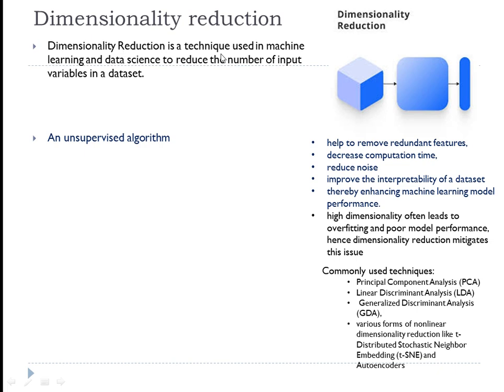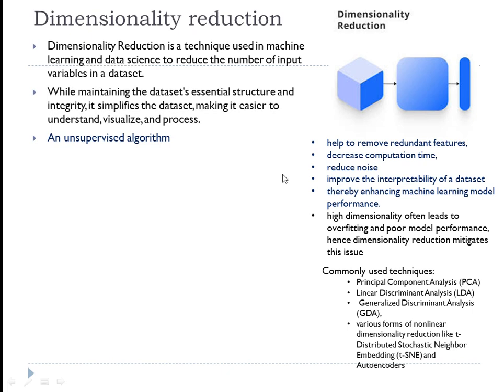So what is dimensionality reduction? It's a technique used very commonly in machine learning and data science to reduce the number of input variables in a data set. But very important, when you are doing dimensionality reduction, you should not lose the integrity and essential structure of your data set. You should not lose important information about your structure. Therefore, you have to be very careful about that. And the advantage of dimensionality reduction is it helps to simplify our data set. It also makes it easier to understand, visualize, and process our data.